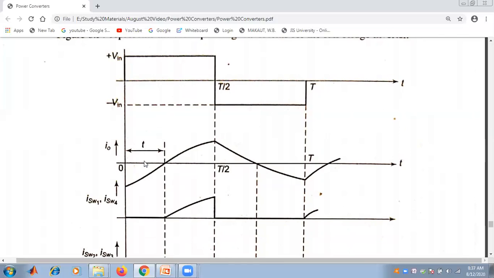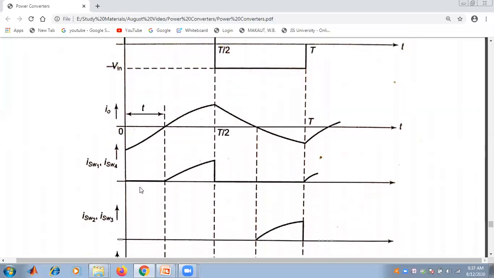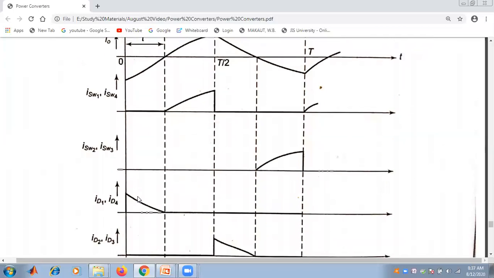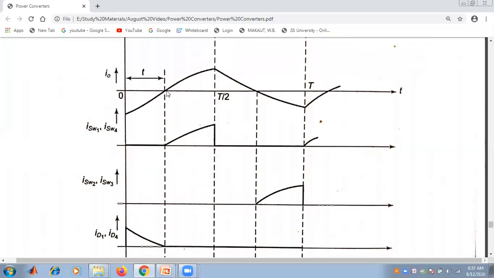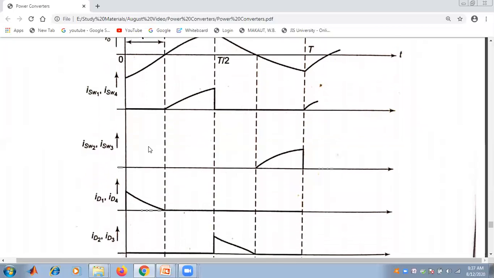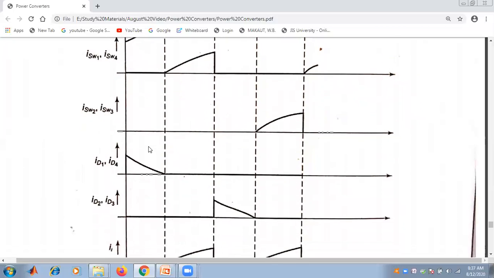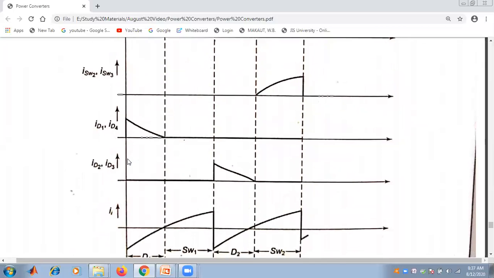So if I concentrate on the output current figure, this portion for the output current, it means it is the current for ID1 and ID4, that particular part.